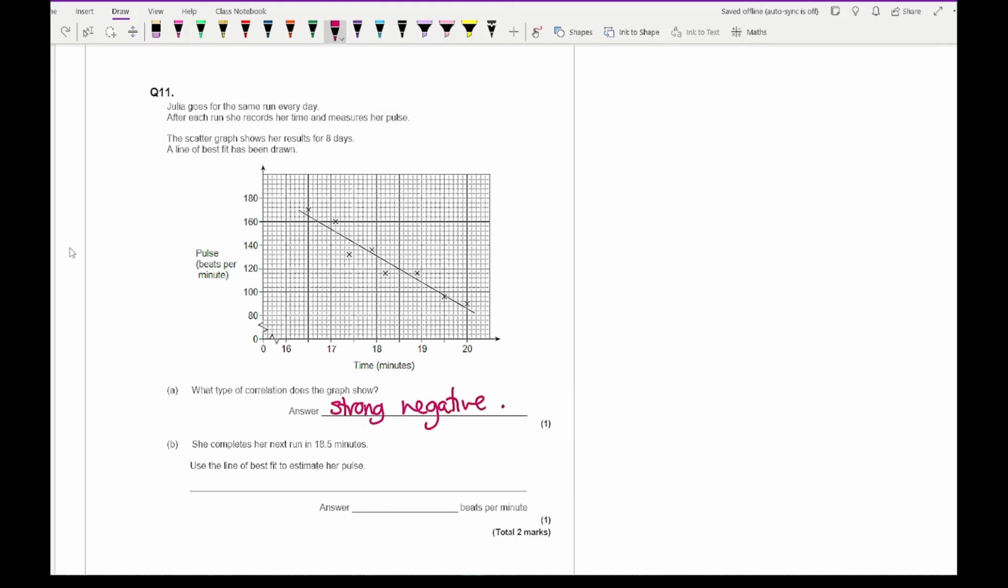If the points were further away from the line of best fit, then I would say it's weak. So the closer the points are to your line of best fit gives you an indication about the strength. Now it says that she completes the next run in 18.5 minutes. Use the line of best fit to estimate her pulse. So at 18.5, which is just there, we then just scroll across. At that point there, it's going to be 120.